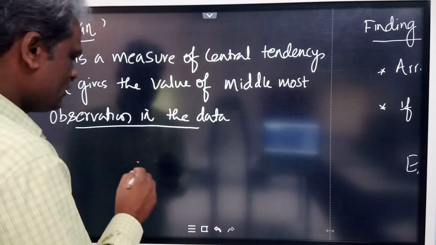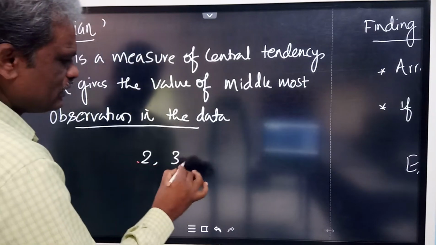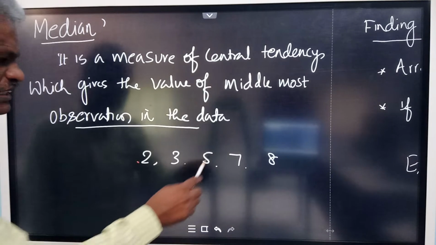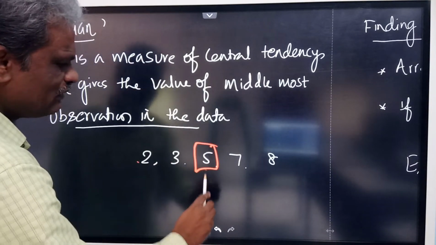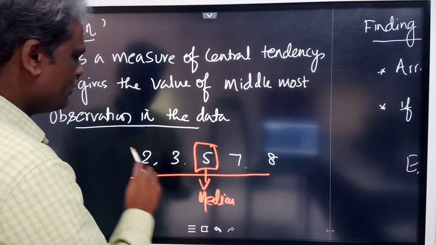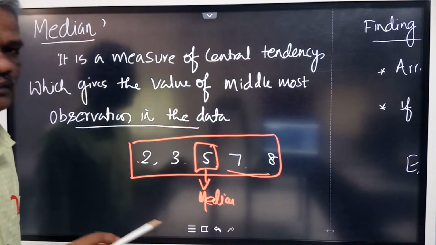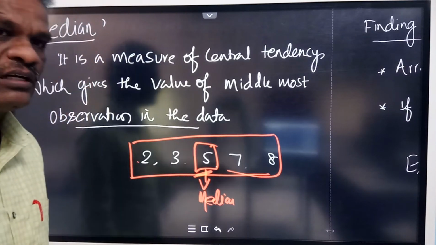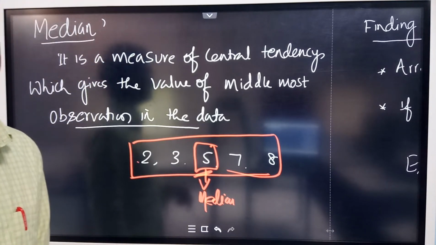Suppose I take one example: 2, 3, 5, 7, 8. It is in increasing order. So which is the middlemost value? That is 5. 5 is called its median. This is ungrouped data, but we have arranged it in increasing order. To find the middlemost observation, you have to write the data either in increasing order or decreasing order.